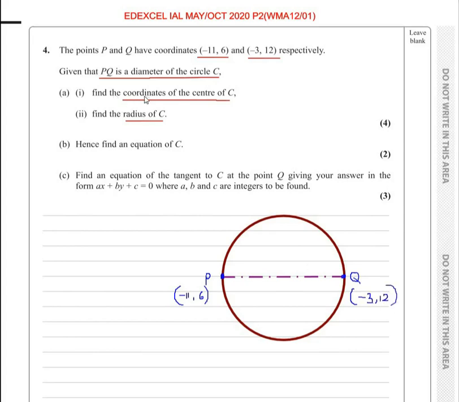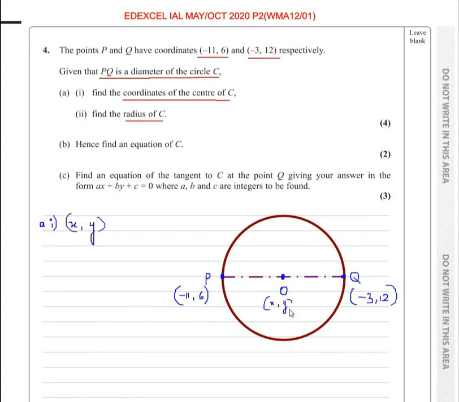Now they are asking us to find the coordinates of the center of C. So the center will be somewhere at the center of the diameter. So what we are going to do is, let me take a letter over here, O. So O is exactly at the midpoint, the midway of PQ. So for the part A1 question, we have to use the midpoint formula. So the midpoint formula is given as x, y. These are the coordinates of the center.